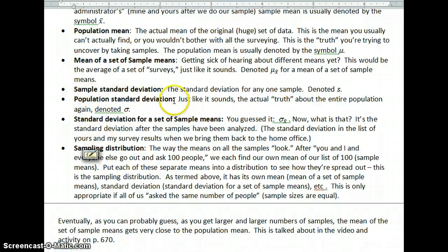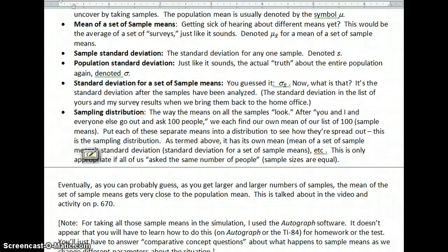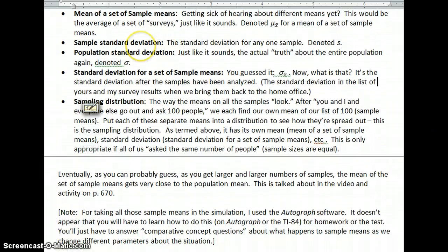Population standard deviation would be the actual standard deviation of the red dot list, the standard deviation of how many cars there are in American families, which you probably never get exactly, but that's what that's referring to. Standard deviation for a set of sample means.